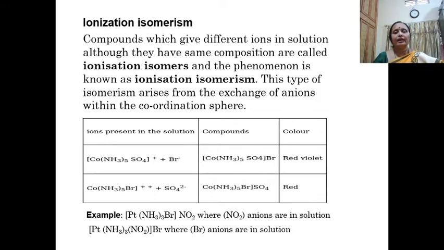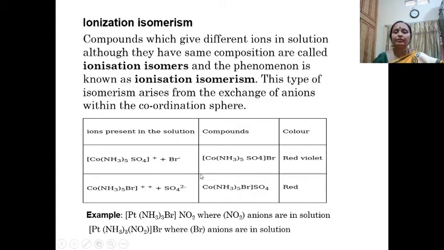First, let us discuss ionization isomerism. Compounds which give different ions in solution, although they have the same composition, are called ionization isomers. That is, the composition of the compound remains the same, but in solution they give different ions.